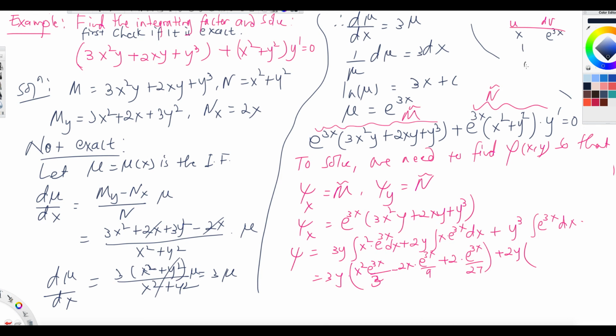So x1 and then 0, so e to the 3x is e to the 3x over 3 and then e to the 3x over 9, right? So what you get there is basically 2y times the integral of this. It will be x times e to the 3x over 3, right? And then minus, because this will be plus, this will be minus multiplication, right? The first one will not have any pair. So you get e to the 3x over 9. And then plus y cubed times, what is that? E to the 3x over 3 and then plus h of y.